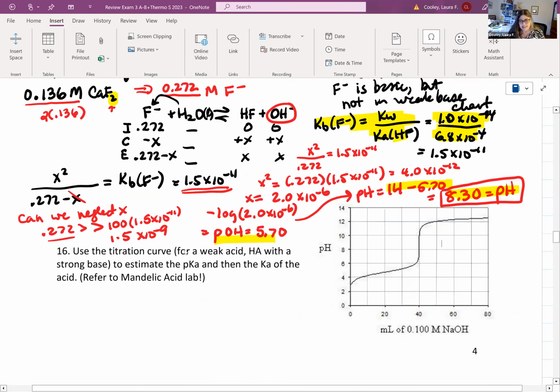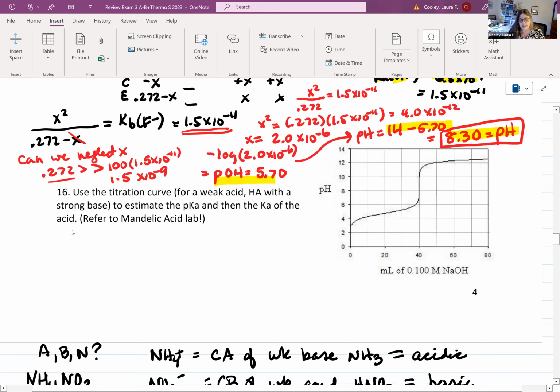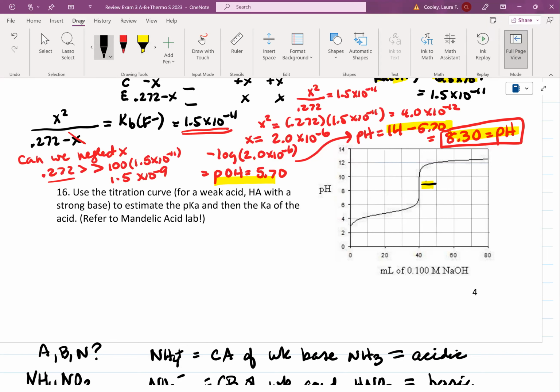This 16. This is what you want me to do? Yeah. That's right out of lab. Remember when you did the titration curve? Remember where it changes the most rapidly? That's the equivalence point. Is that what Dr. Lung called it? Yeah. Sometimes we call it the end point. So the equivalence point is where the pH changes the most rapidly, and that's at 40 milliliters added.